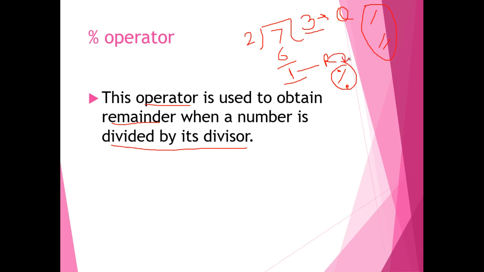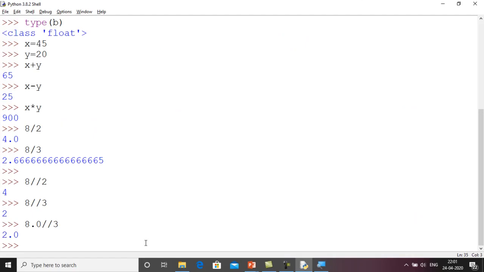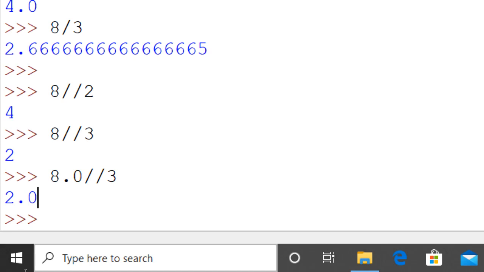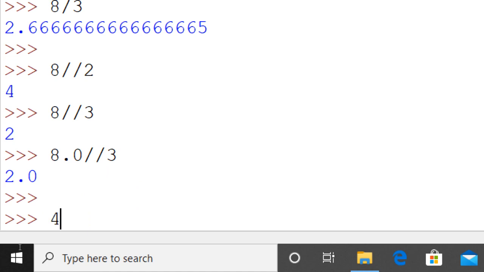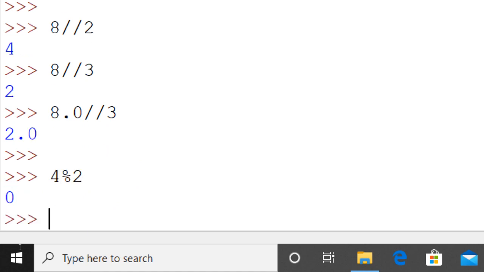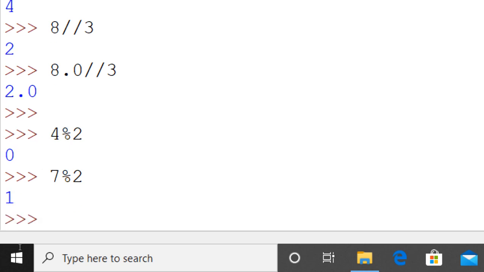So you can see that if I write 4 percentage 2, obviously when 4 is divided by 2, the remainder is 0, but when 7 is divided by 2, as you see over here, the remainder is 1. Let me also show you this practically. So 4 mod 2, we are getting the answer as 0, but 7 mod 2, we are getting the answer as 1.